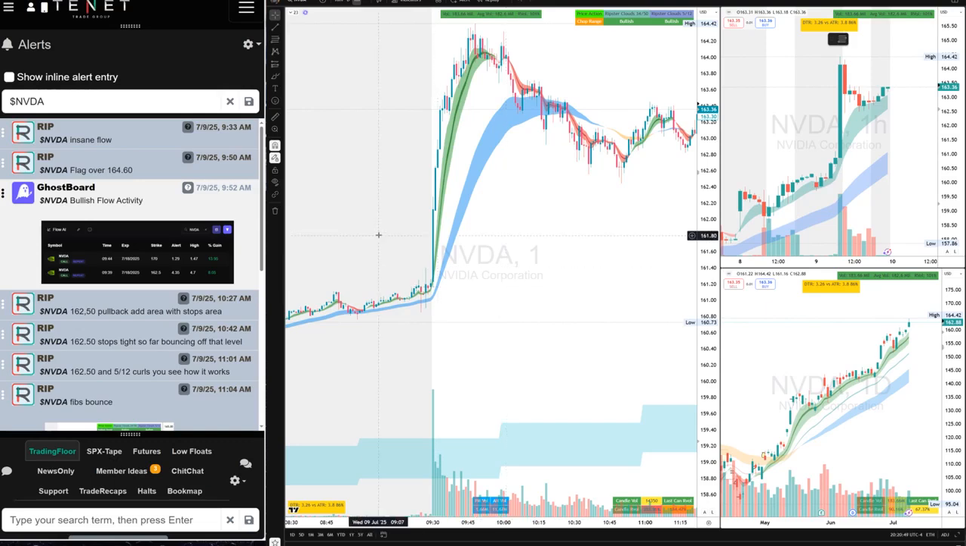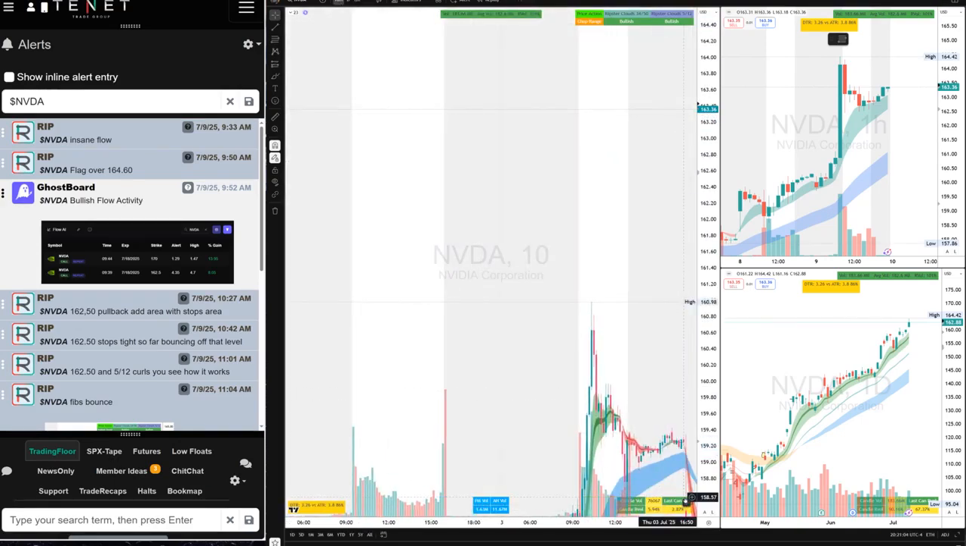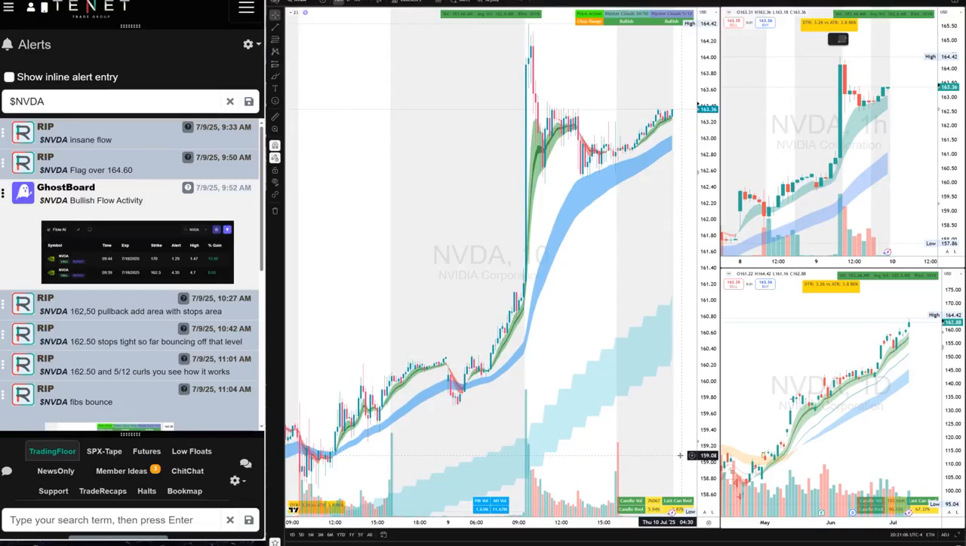So anyways, I told the traders there's an insane amount of flow. There's a flag at 164.60, and if it breaks out of that... But I also told the traders that it's going to hit 4 trillion market cap, and once it hits the 4 trillion market cap, that might be a big level to cross. So that's exactly what happened. It's sitting at 3.97 trillion market cap, but it did hit 4 trillion market cap.